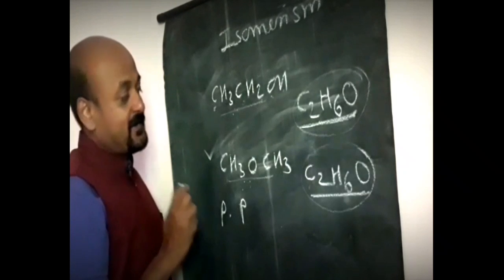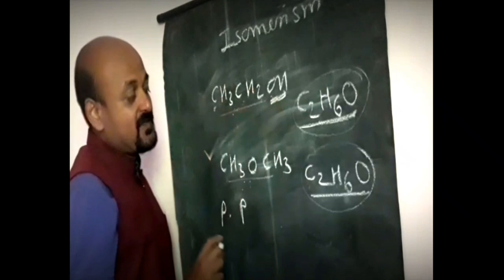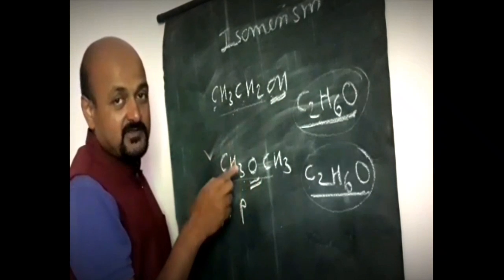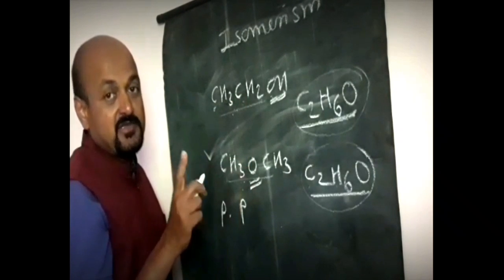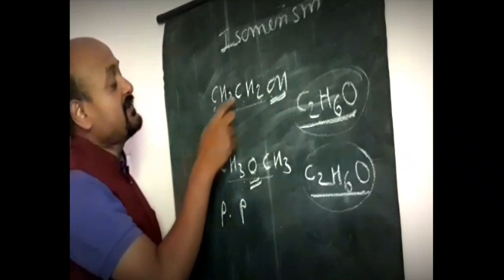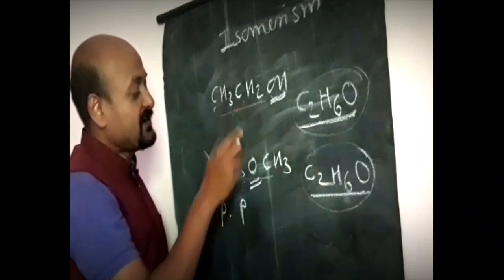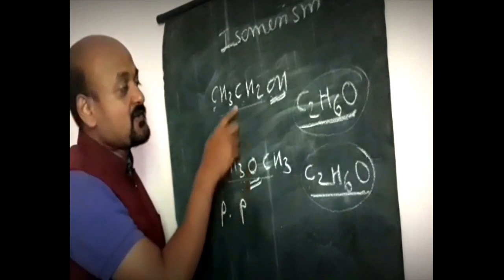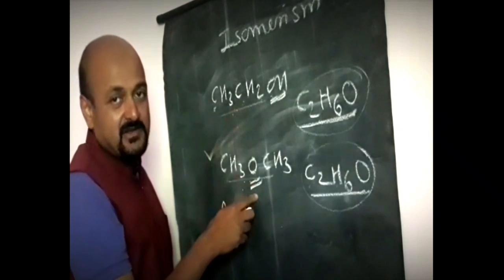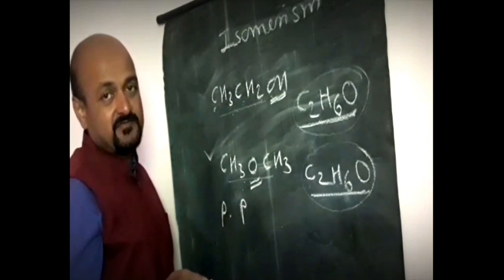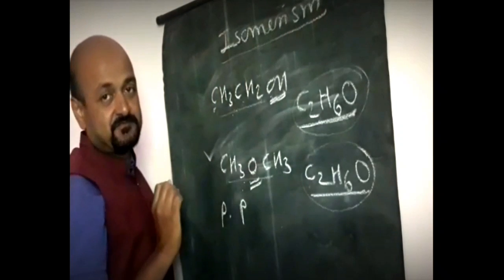Now what about chemical properties? As you know, this compound shows properties of alcohol, whereas this compound shows properties of ether. That means these two compounds have different chemical properties. So in this way, compounds having the same molecular formula but different physical and chemical properties are known as isomers of each other. So this is one example. There are lots of examples, isn't it? This phenomenon is known as isomerism.